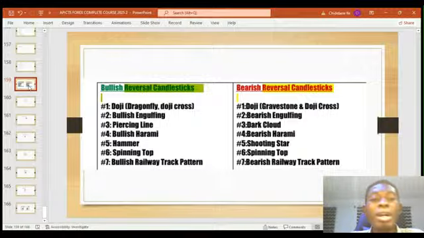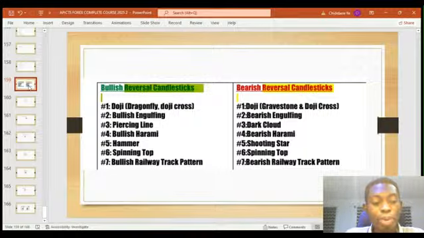Now, how will we be able to remember the bullish railway track? It's like a railway track. You look at a railway, it has the place where the wheels of the train are put on. It's like side by side, and they have to be equal size. So when you get to a support or resistance and you see a bearish candle and another candle is forming with equal body size, it's called a railway track.